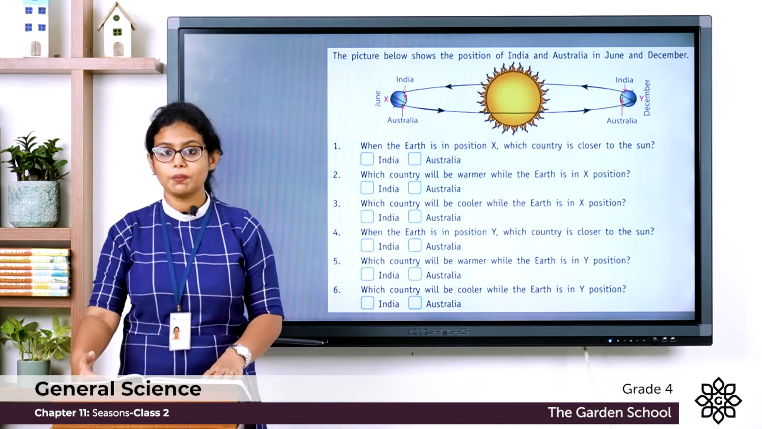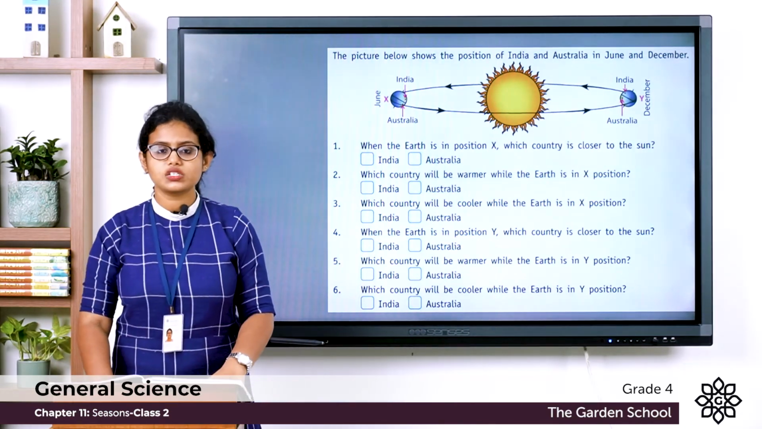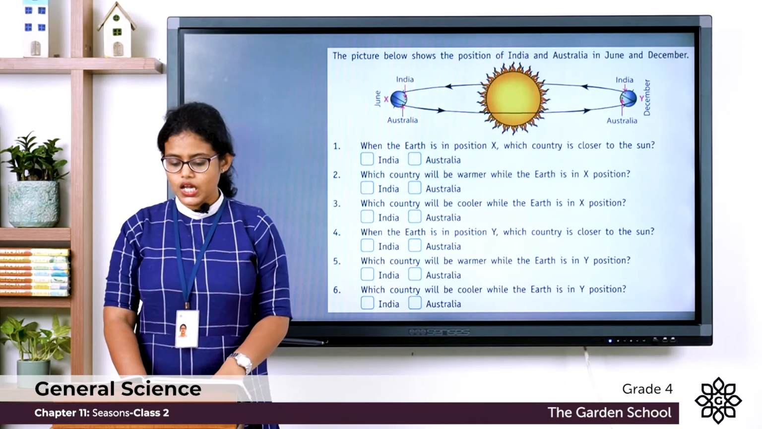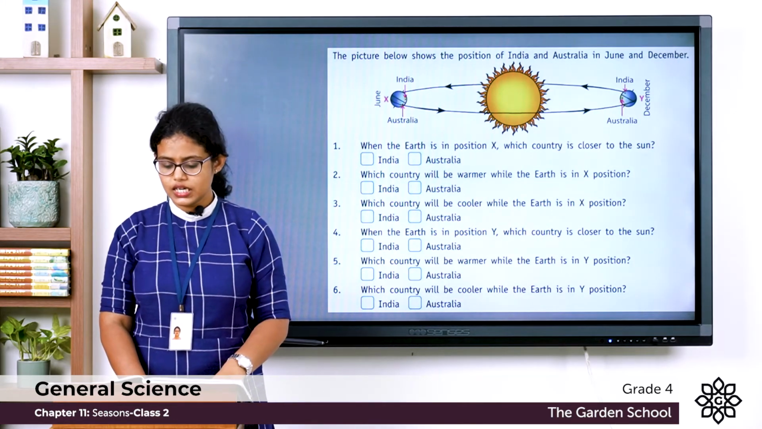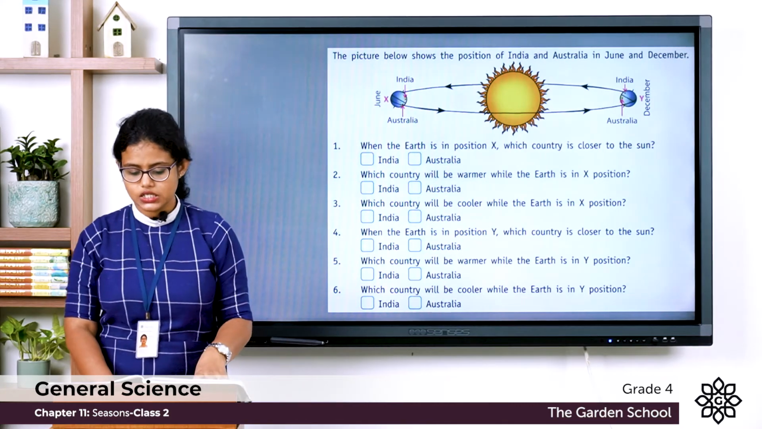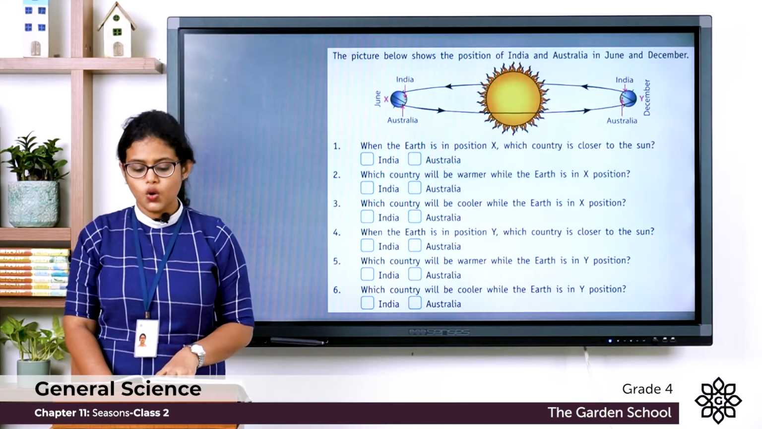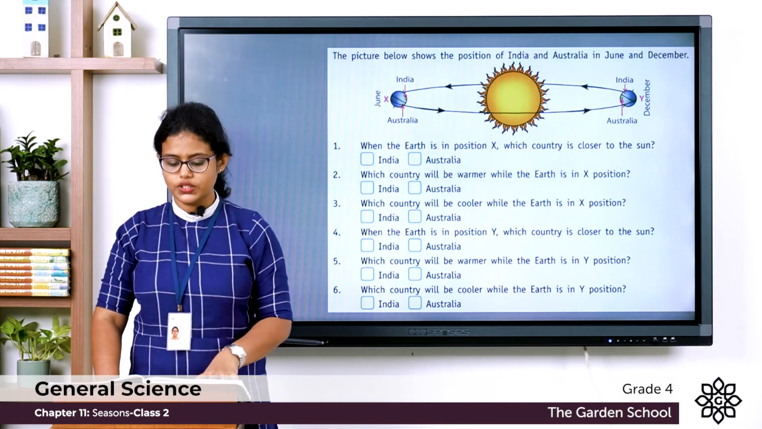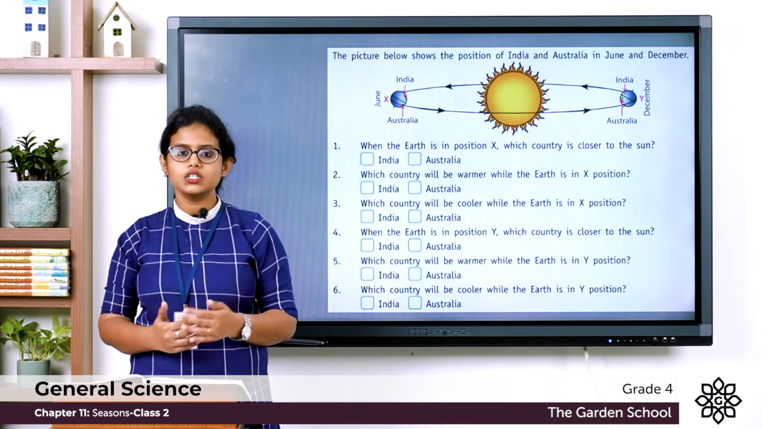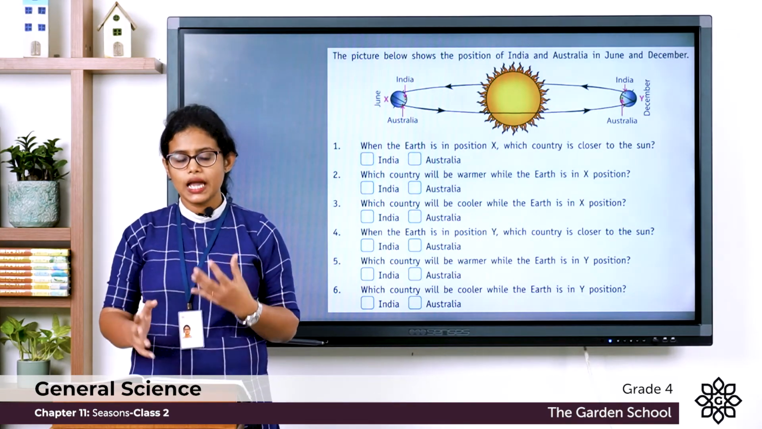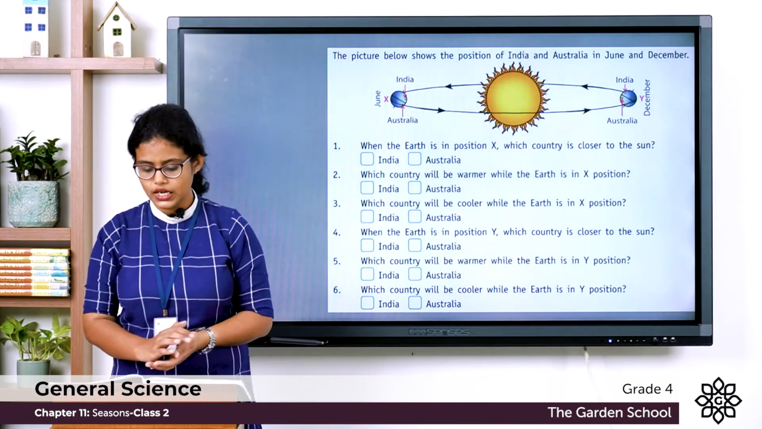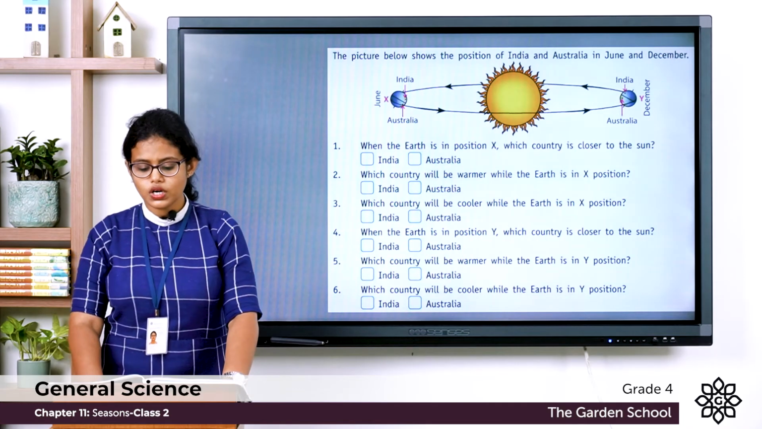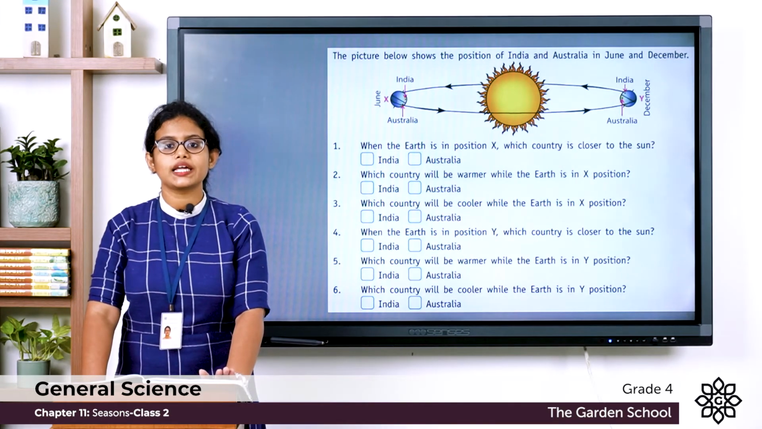Then in page number 129, there is a box given, Did you know? Why does ice cover the poles? The amount of sunlight and heat received by the different regions varies due to the tilt of the earth. So as the earth is slightly tilted, the amount of light and heat received by the regions varies. Then the difference becomes more because the earth is shaped like an orange.